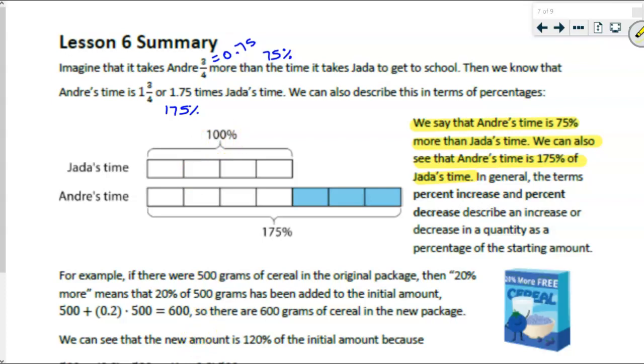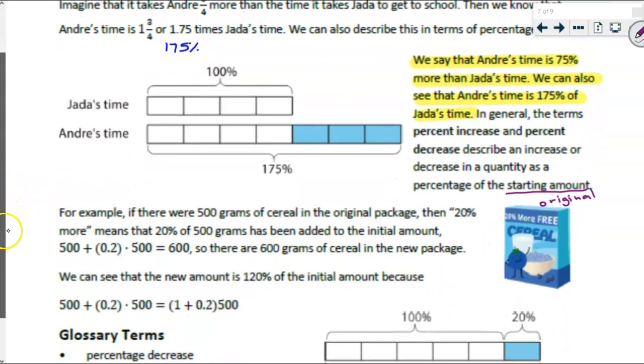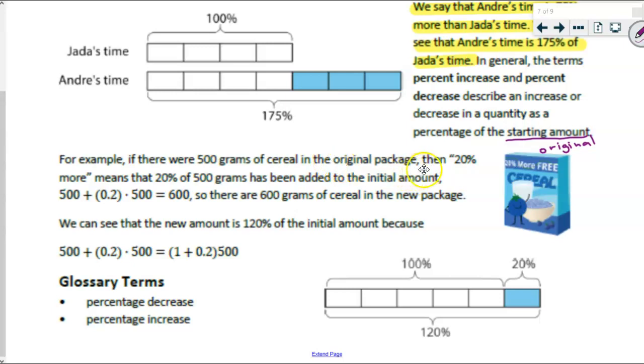In general, the terms percent increase and percent decrease describe an increase or decrease in a quantity as a percentage of the starting amount. What that really means is we're comparing it back to the original. For example, and we saw this with some cereal, if there are 500 grams of cereal in the original package, then 20% more means that we get 20% more of those grams as well. So 20% of 500, we can do it in those two steps. Find the 20% of 500 first, and then add it together.